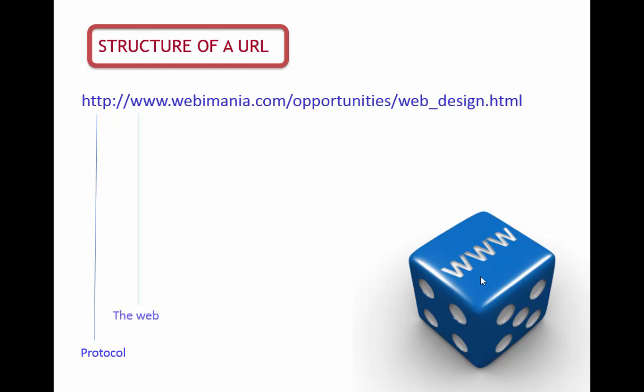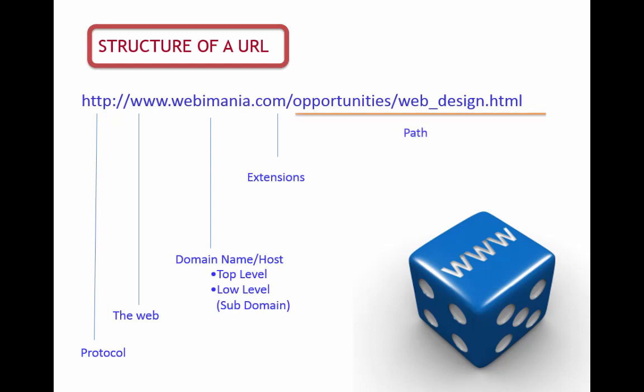And then the next part is the domain name, which is www.webmania.com. So the www stands for World Wide Web. Then the domain name, the name of the host, is Webmania, while the .com is the extension. And then the other part you see, the opportunities, is called the path. So in subsequent videos, we are going to look at the different types of URLs. A URL could be relative or absolute.